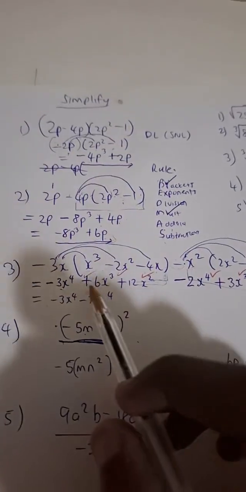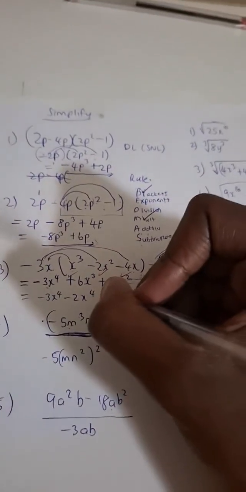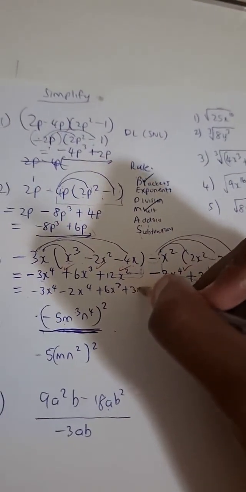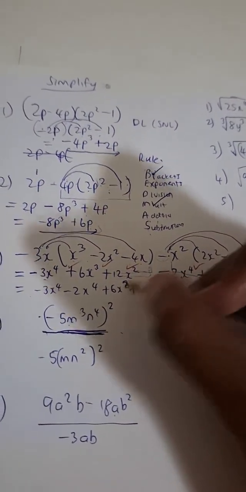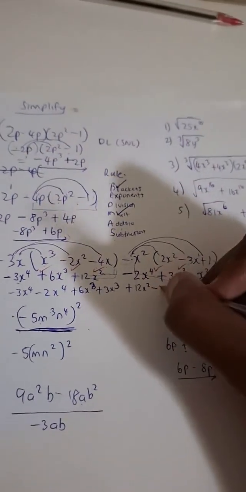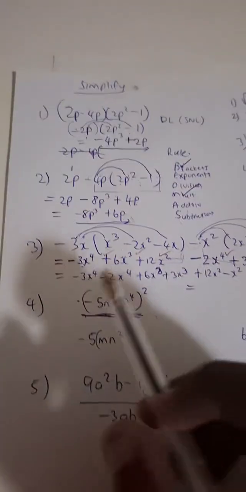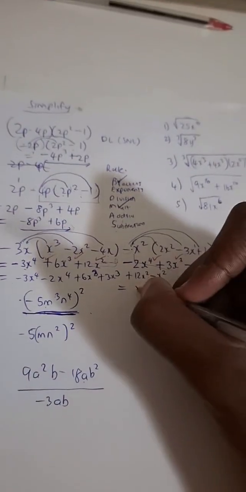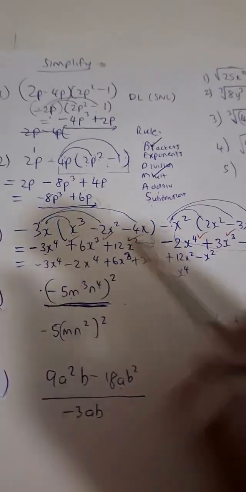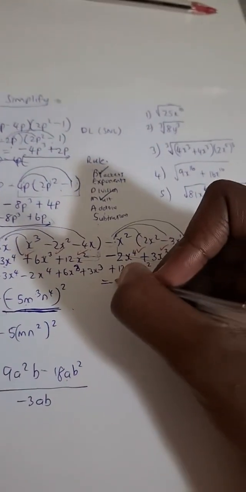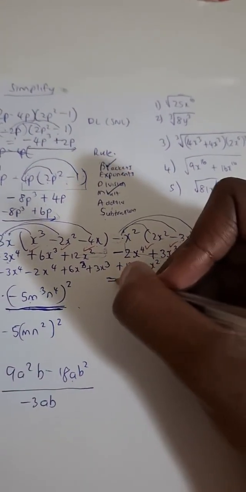Okay, so let's definitely collect all the like terms. Plus 6x to the power 3 plus 3x to the power 3 plus 12x squared minus x squared. So finally we can then add the like terms, the variable and its exponent. What's negative 3 minus 2? It's negative 5.